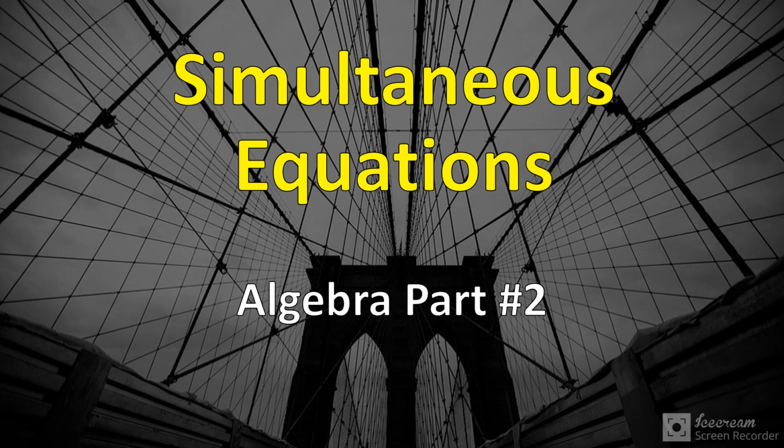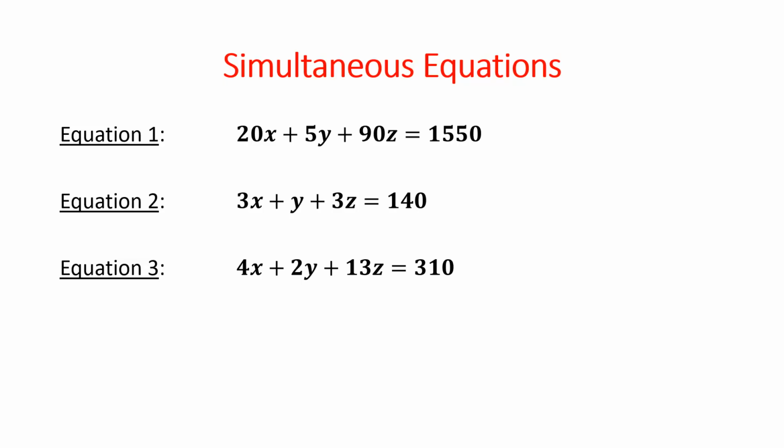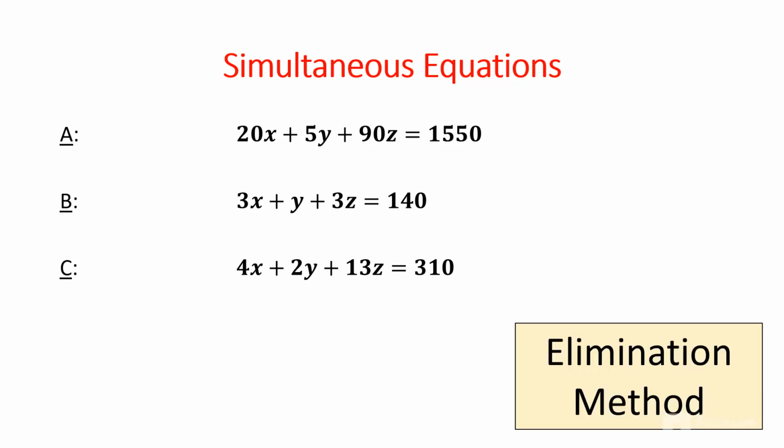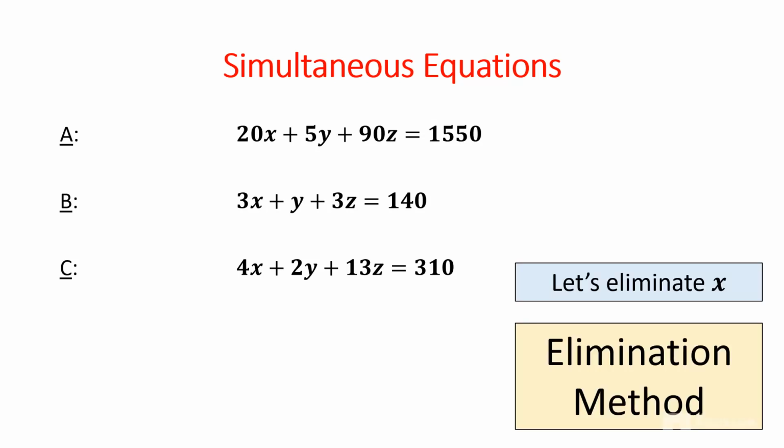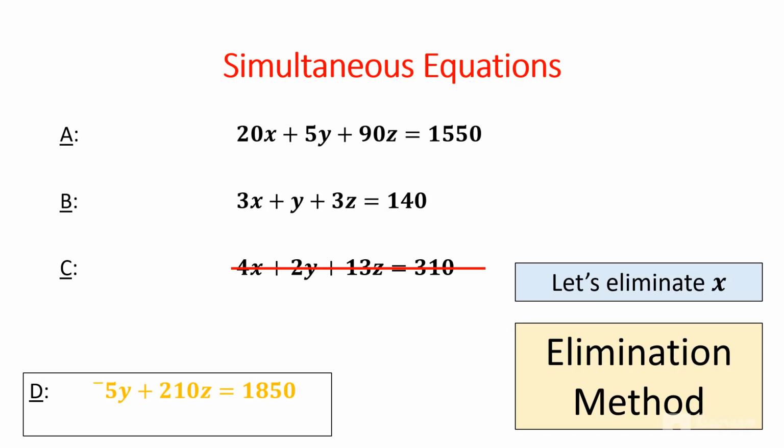Welcome to our next Level 3 simultaneous equations video. This continues on from the last video. In the last video, we took three equations, which I called equations A, B, and C, and we used an elimination method to start off by eliminating x. We started by using equations A and B to create equation D, and then we used equations B and C to create equation E. Now we're going to carry on from that process.